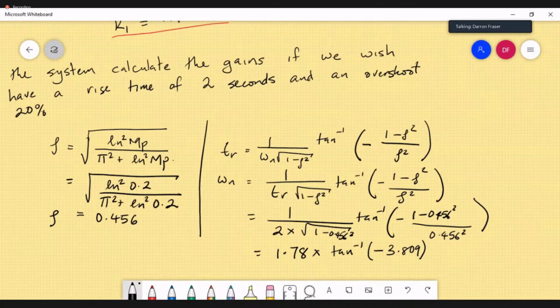When you reach, so we can talk about this. All right. First thing, tan inverse of negative 3.809. We have to put our calculator in radian mode because the answer must be in radians, not degrees. So I have to change the calculator to radian mode.